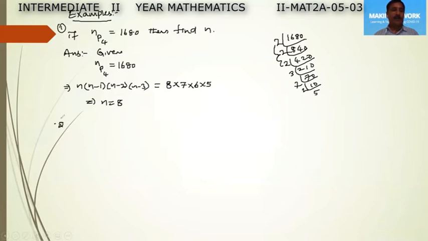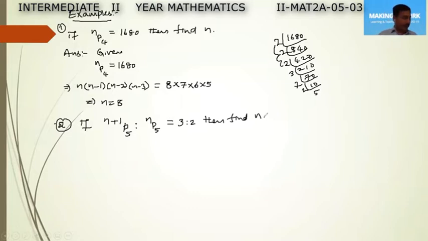And second example: if (n plus 1)P5 to nP5 is equal to 3:2, then find n. This is the second example. Now, let us see the answer.